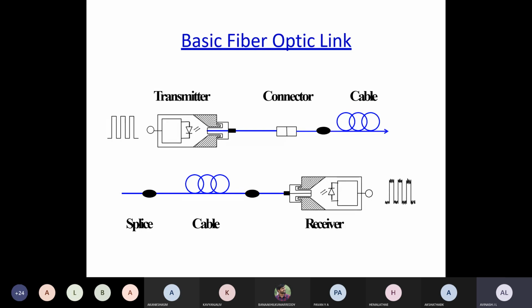Now please make a note of it. When the transmitter is sending the signal, connected by all these things, it will come to the receiver side as an optical signal. There is one more diode block. It will detect the optical signal, and the detected optical signal will be transformed into an electrical signal. Once it is transformed into the electrical signal, we are going to use that.